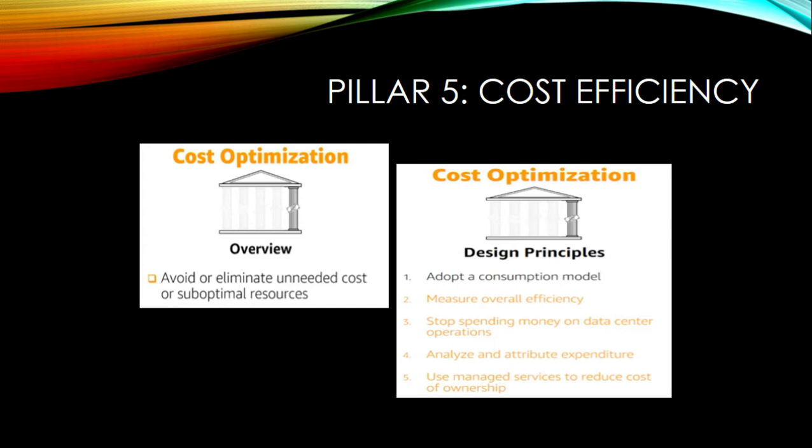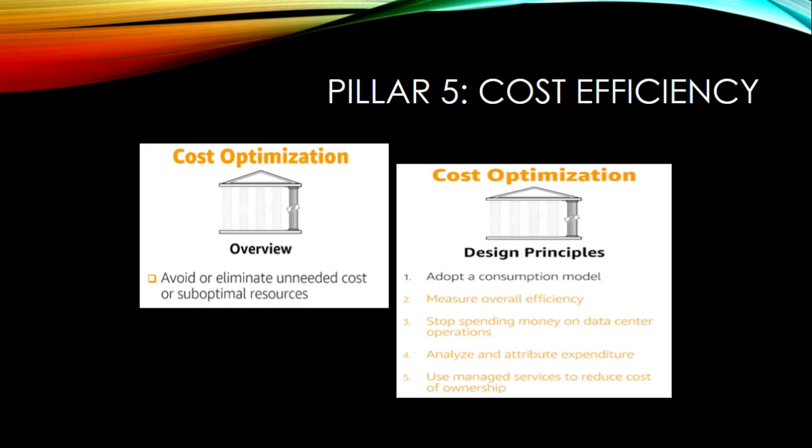Then measuring the overall efficiency is about measuring the business output of the system and the costs which are associated with delivering it. Now use this measure to understand the gains you make from increasing output and also reducing the cost. The third one is on stop spending money on data center operations. So AWS does a lot of heavy lifting of racking, stacking, and powering servers, so you can focus on your customers and business projects rather than on the IT infrastructure.